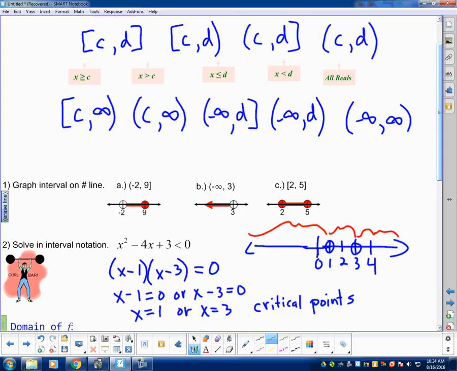So what we do is we pick a test point. So pick a test point somewhere between negative infinity and 1. Say, and we don't want to pick 1, it's not included, but say we pick 0.